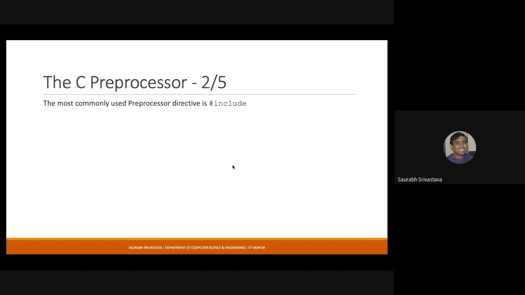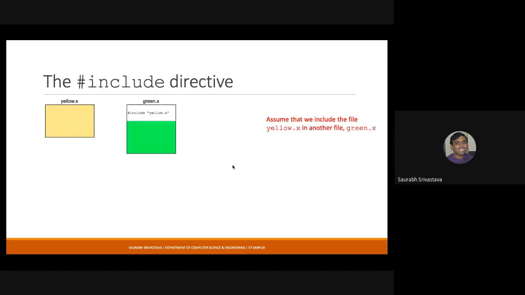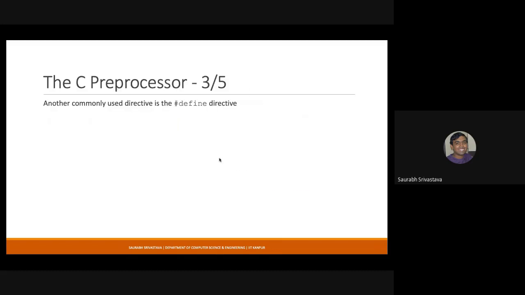The hash include directive is basically very simple. Whatever file you give after your hash include, the content of that particular file gets copy pasted at the place where the preprocessor finds your hash include statement. Something like this: if you say hash include yellow.x in green.x, this is how your code will look to the compiler.